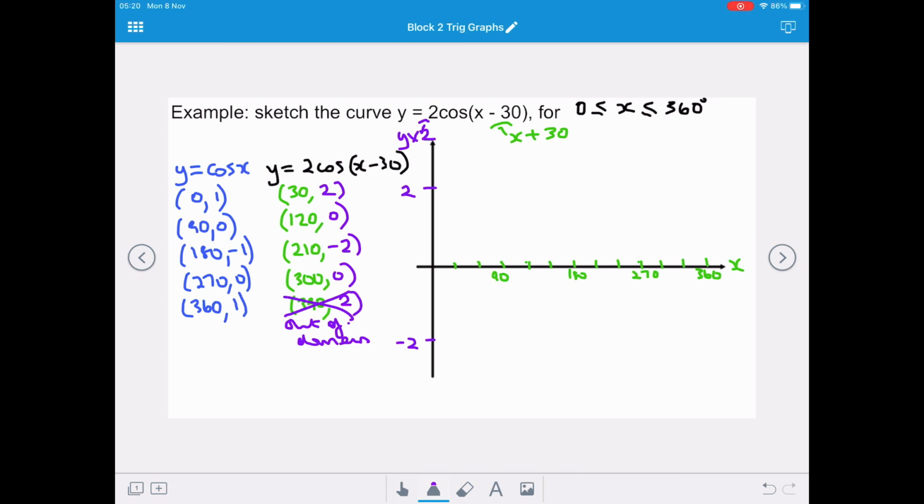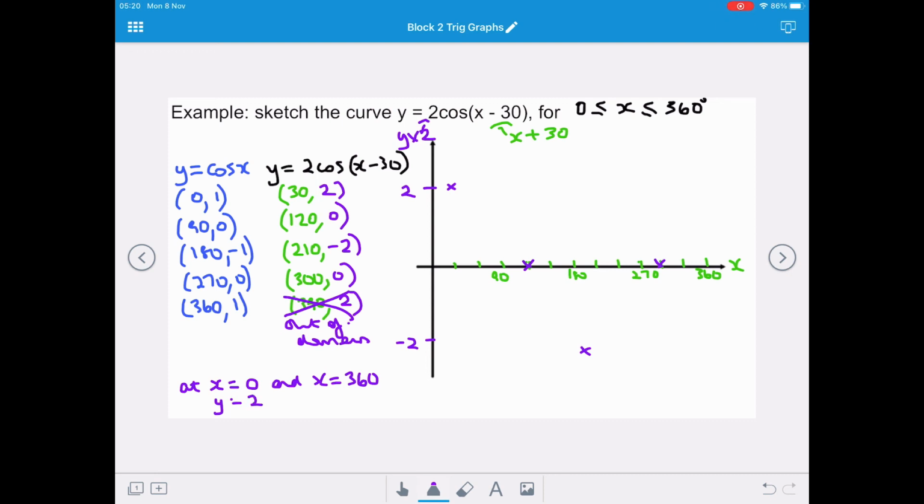Now let's plot the points that we have on our y equals 2 cos(x - 30). So the first one is at (30, 2), then we've got (120, 0), (210, -2), (300, 0), and again, if we were to join those points up, we would have something missing at the beginning and the end, at x equals 0 and x equals 360 degrees.